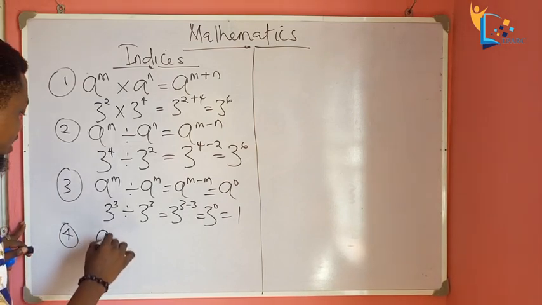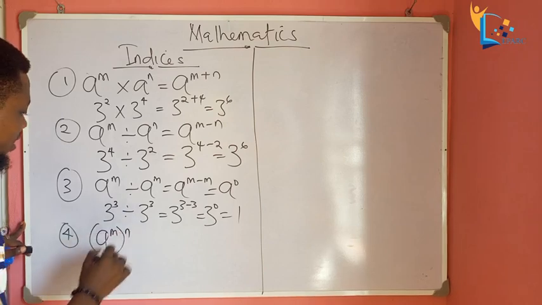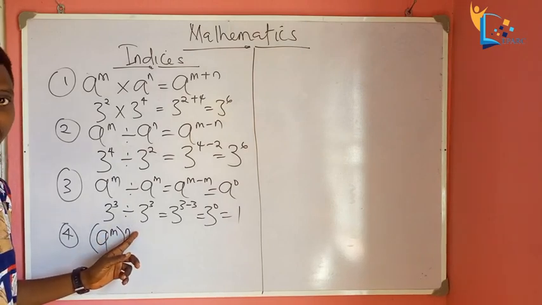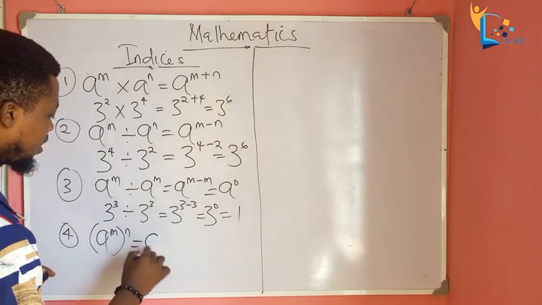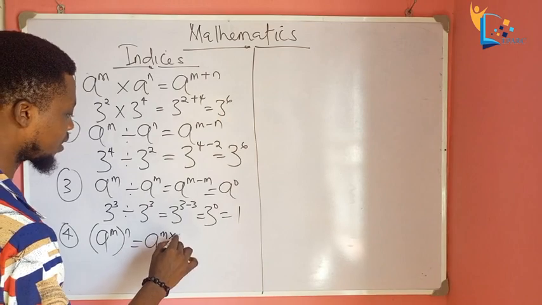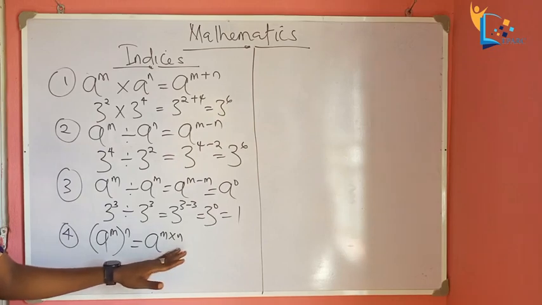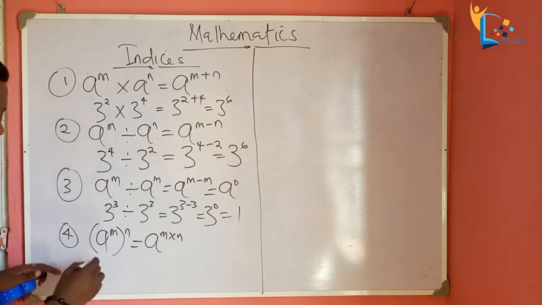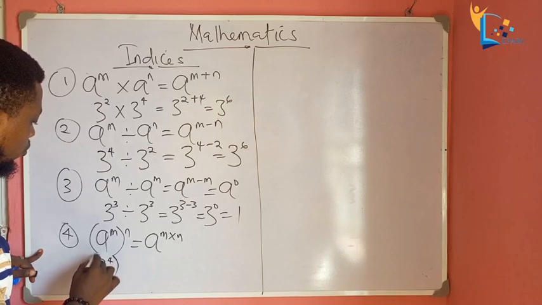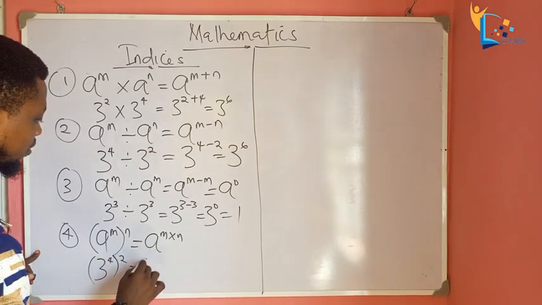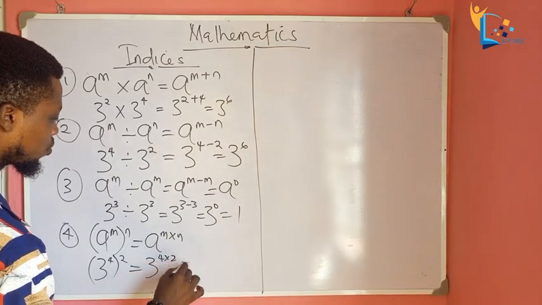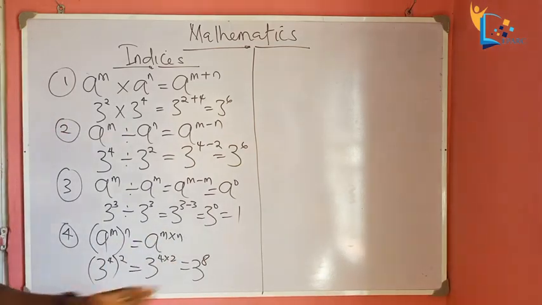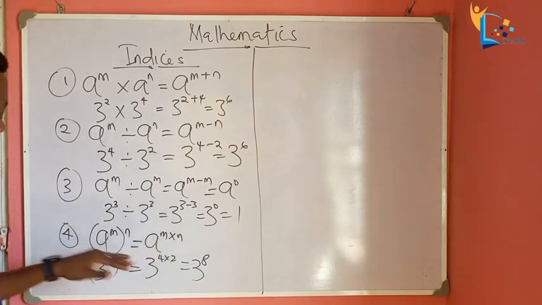Let's say we have a raised to power m, all in brackets, raised to power n outside. A raised to power m, open and close brackets, raised to power n, okay? The same thing as saying a raised to power m times n. It can also be rewritten as a raised to power mn. So a typical example, let's have 3 raised to power 4, in brackets, raised to power 2. The same thing as saying 3 raised to power 4 times 2, which is equal to 3 raised to power 8. This is a typical example illustrating this fourth law.